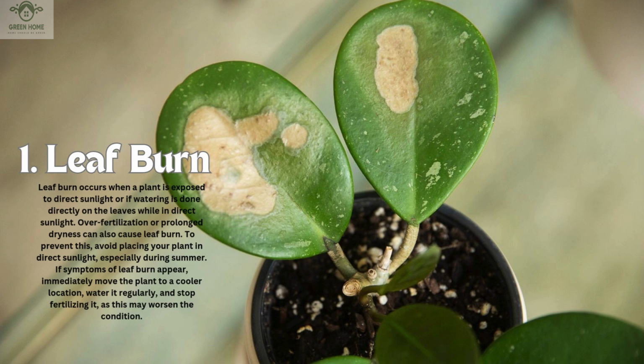Over-fertilization or prolonged dryness can also cause leaf burn. To prevent this, avoid placing your plant in direct sunlight, especially during summer. If symptoms of leaf burn appear, immediately move the plant to a cooler location, water it regularly, and stop fertilizing it, as this may worsen the condition.